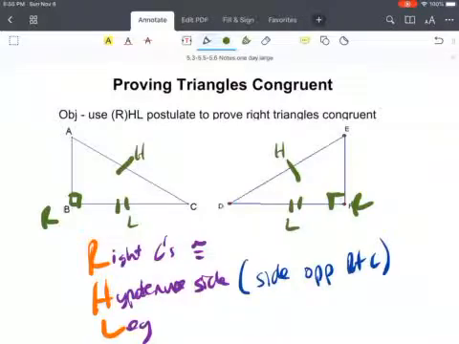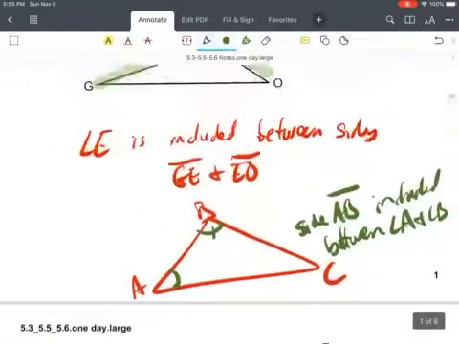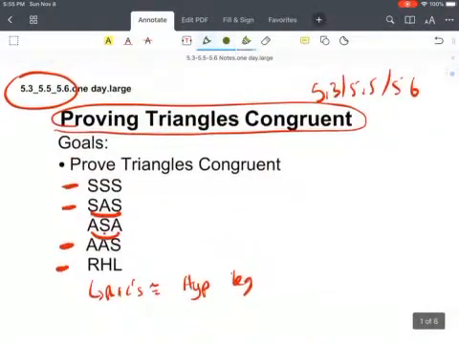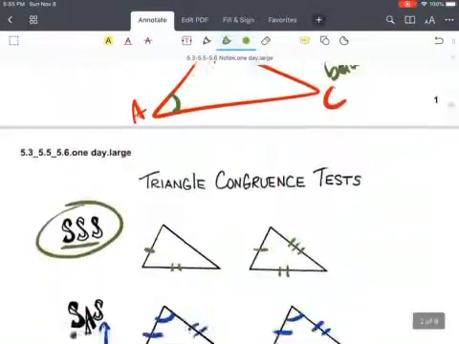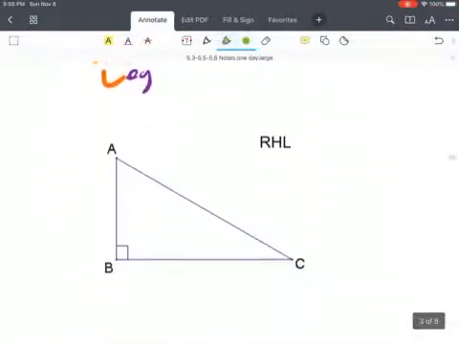So there are 5 ways that we are going to be able to prove triangles congruent. You're going to need to know those 5 things and know them in the order in which they appear. So we have 8 examples here.